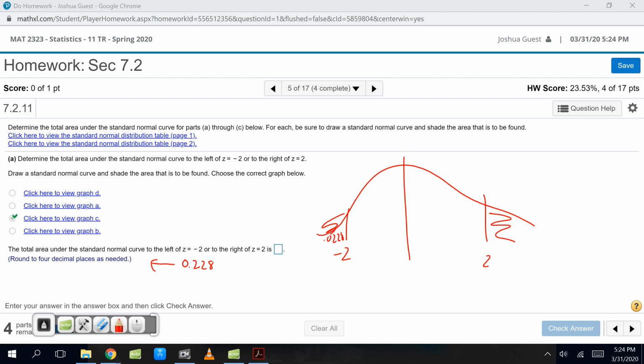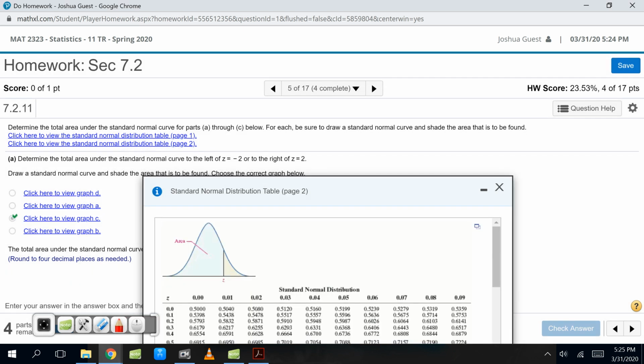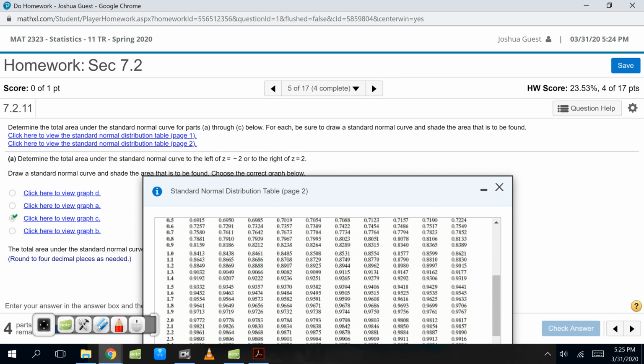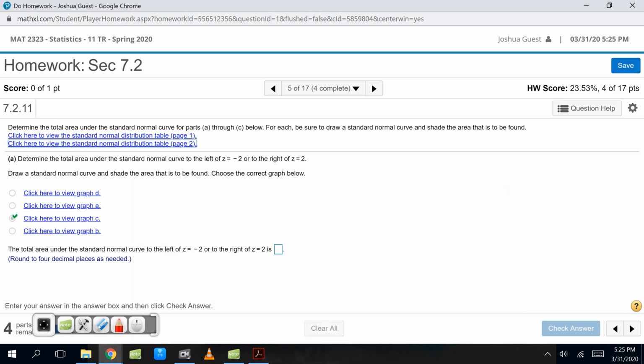However, let's look it up and see, all right? That's actually the decimal, 0.0228. Okay, I have it right here. So let's look up on the positive side at 2. Wait a minute, that doesn't look like 0.0228, but that's 0.9772. So what's going on with this?